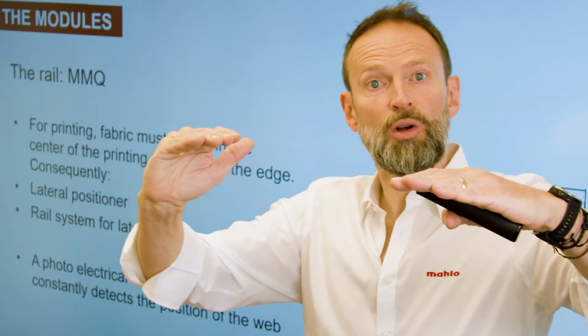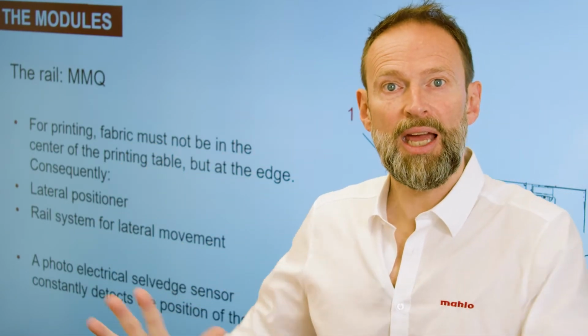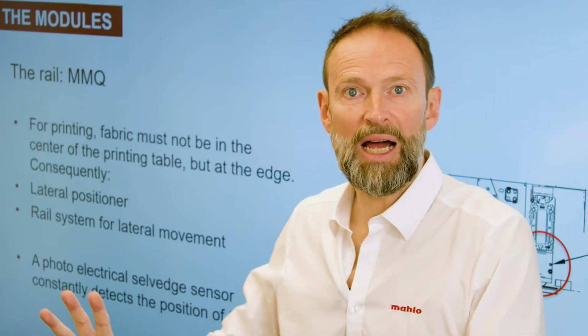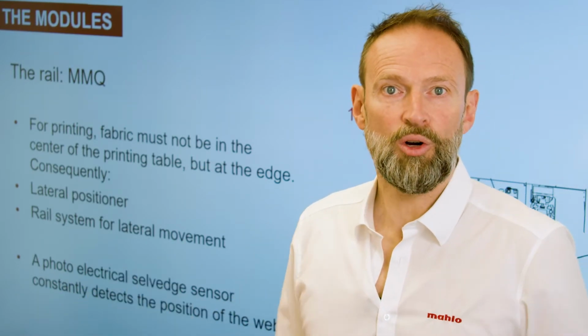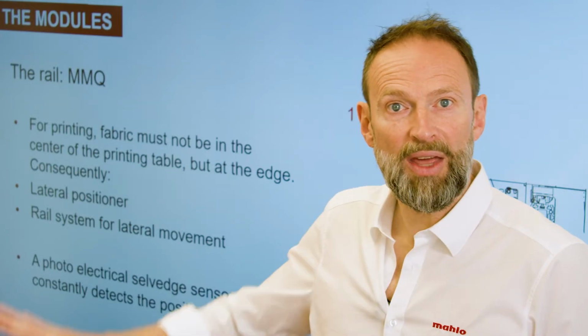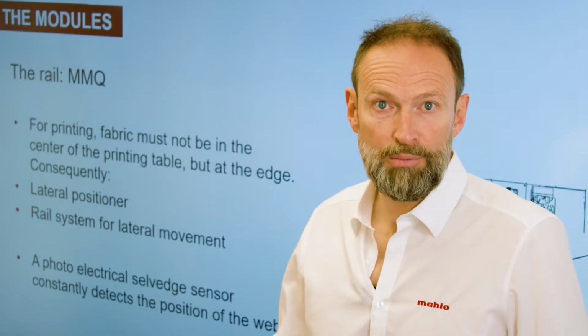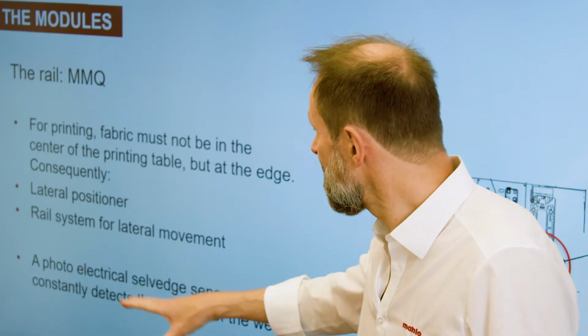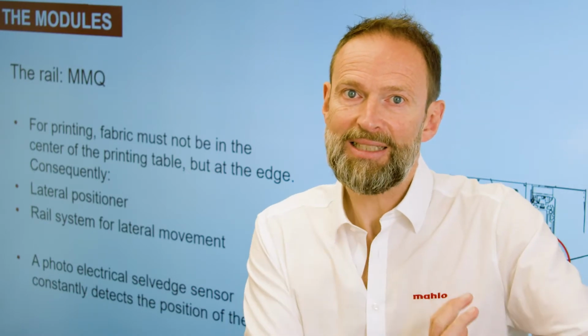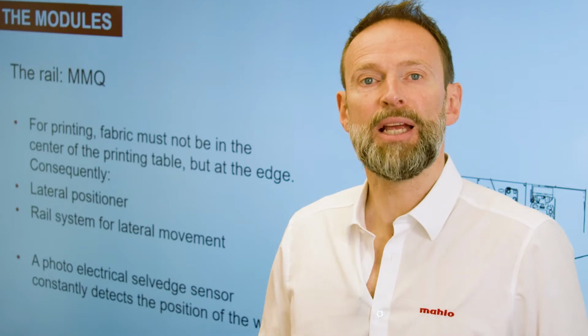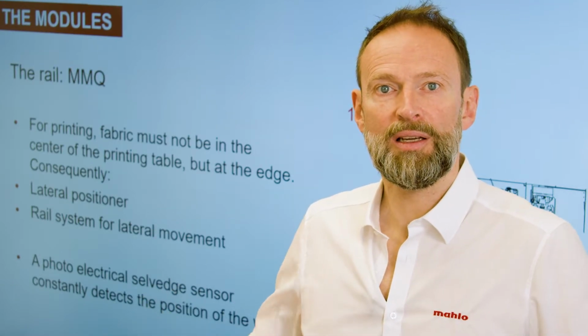And therefore, this whole unit, the second guiding roller and the weft straightener, has to move from left to right and back according to the working width. That is why we have this rail system with a lateral positioner. On top of that, it also has a photoelectronic cell which detects the edge of the fabric and makes sure that, according to that position, the fabric is always in the right position.